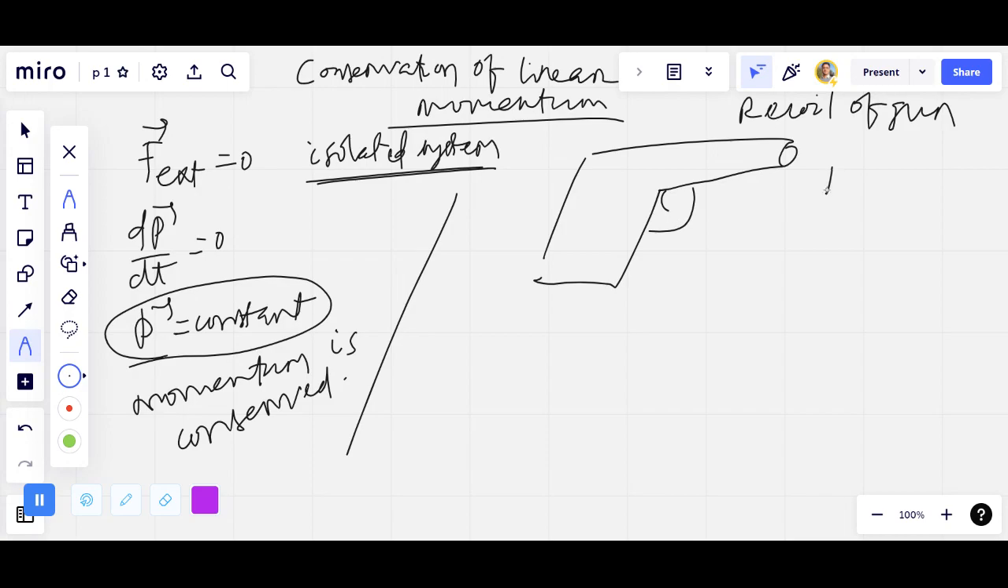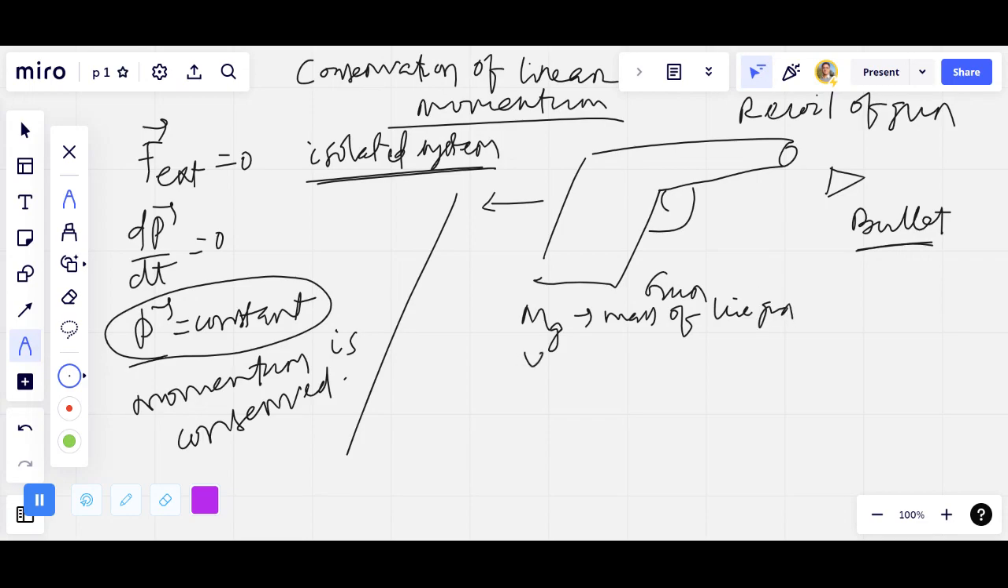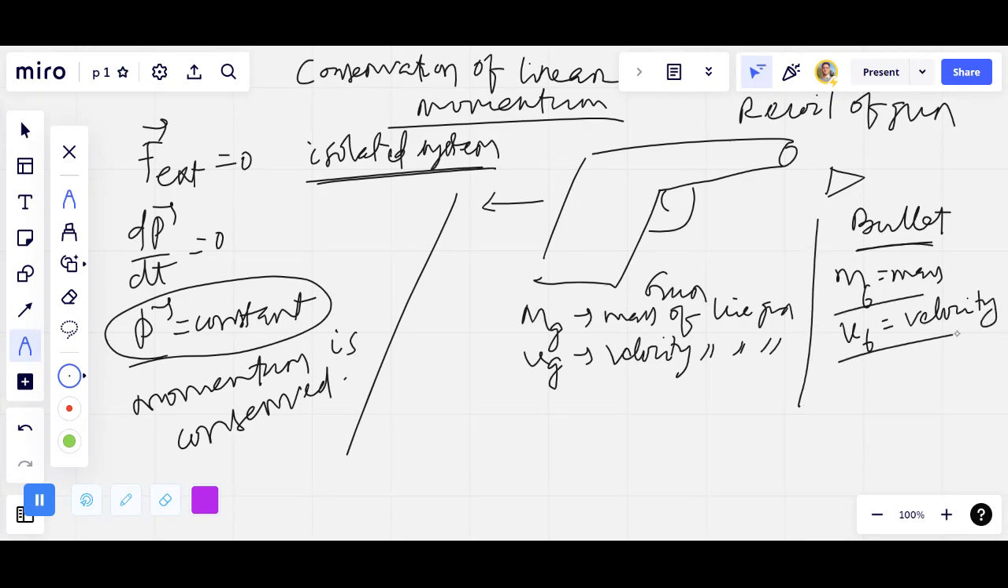When a bullet is fired from the gun, the gun will recoil back with some velocity. Let's say mg is the mass of the gun, and vg is the velocity of the gun. Now mb is the mass of the bullet, and vb is the velocity of the bullet.